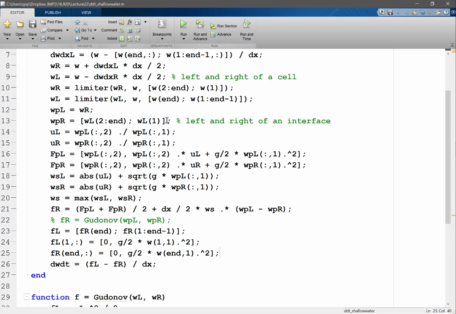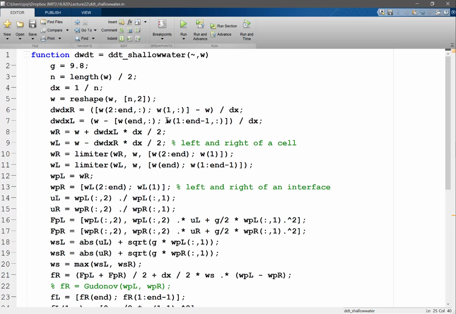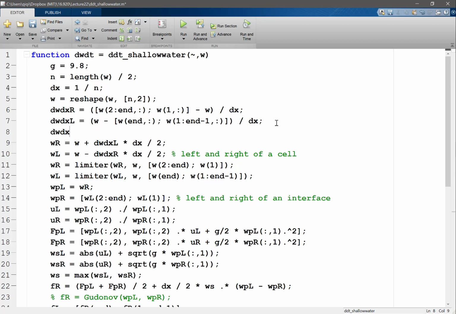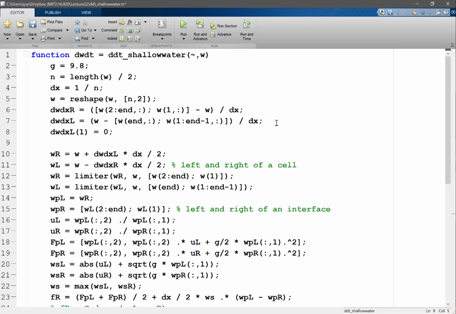Okay. So another modification I think is I need to make dw dxl on the first cell to be 0, because I shouldn't use the information across the domain. dw dxr on the last cell is equal to 0. All right.